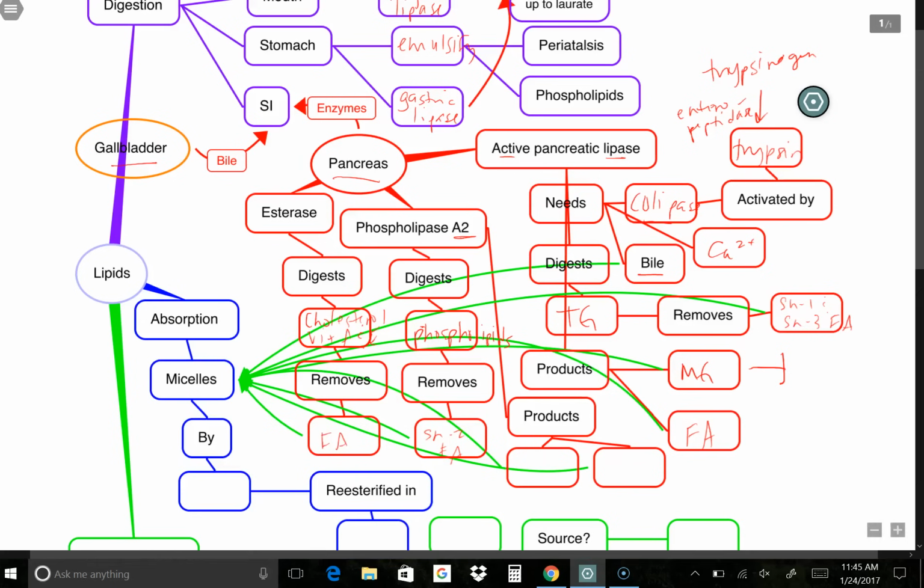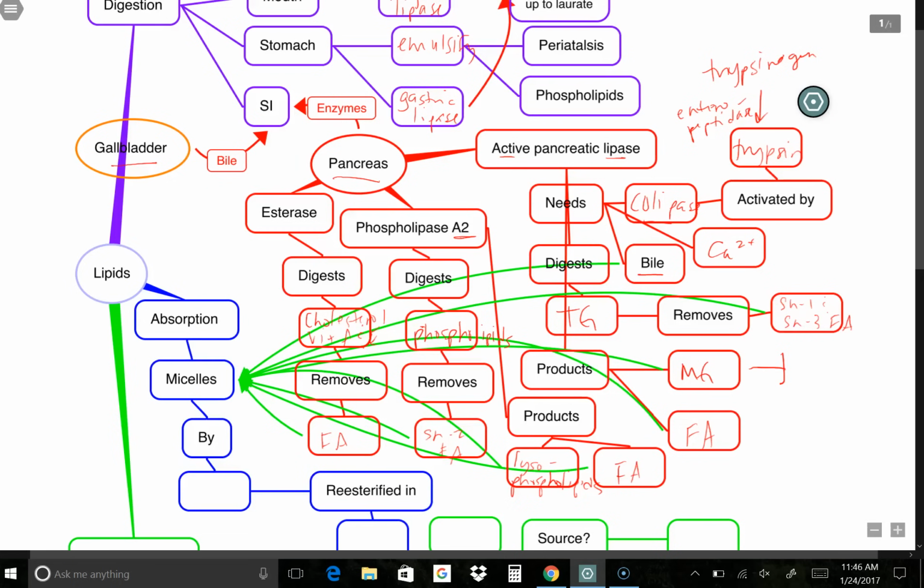Now all of these products, the fatty acids, the monoglycerides, oops, sorry, with our phospholipase A2, I didn't do the products. We get lysophospholipids, which are just digested phospholipids. We've removed a fatty acid from them. So we get fatty acid, lysophospholipids, more fatty acids. Let's see, we have monoglycerides, more fatty acids.